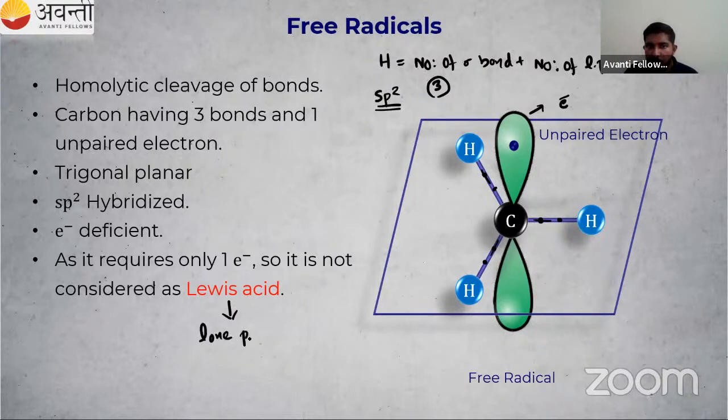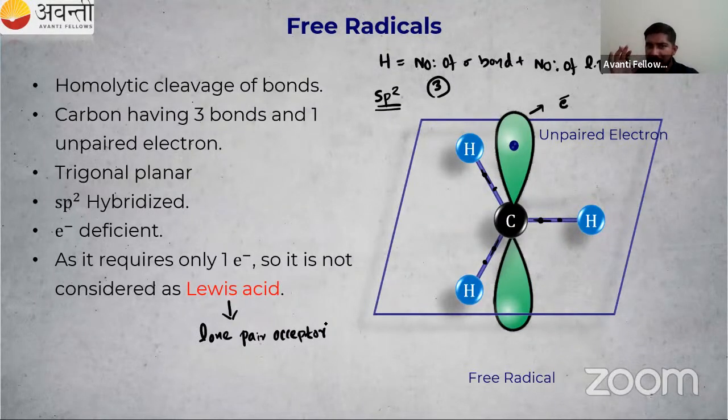Yes, they are lone pair acceptors. A lone pair is a pair of electrons, right? The free radical needs only one electron, so we cannot say it is a Lewis acid. Lewis acids are lone pair acceptors. Good, admin, good.